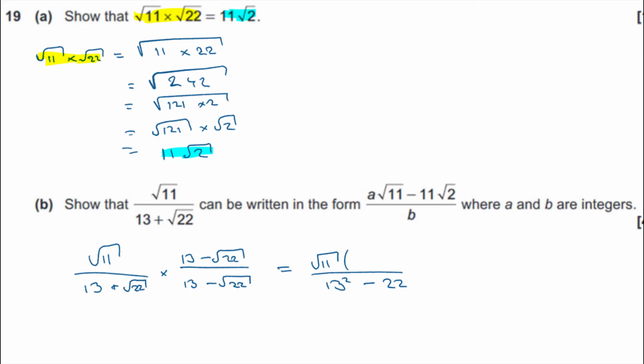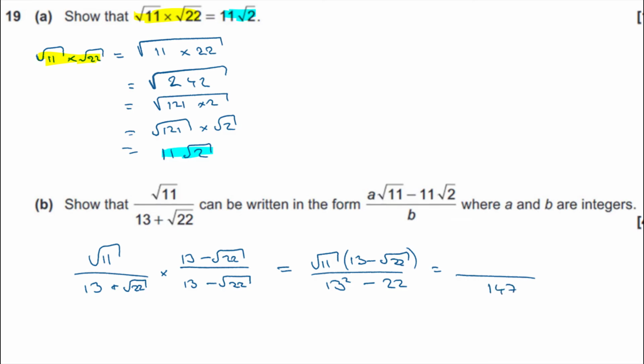So I'm going to get root 11 times 13 minus the root of 22. Okay, now what's that equal to? Well, the bottom part, 13 squared is 169. Take away 22. That's going to give me 169, 159, 49, 147, isn't it? So that's 147 on the bottom.